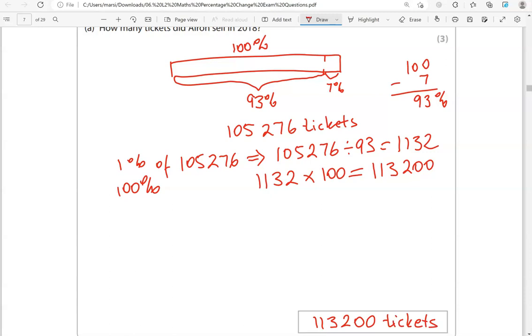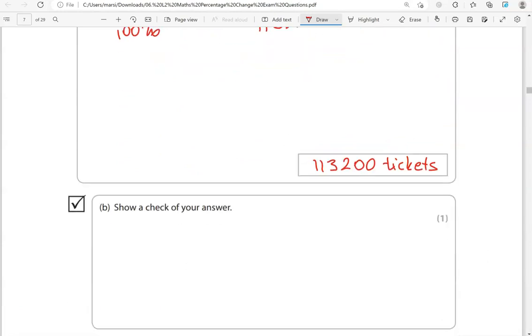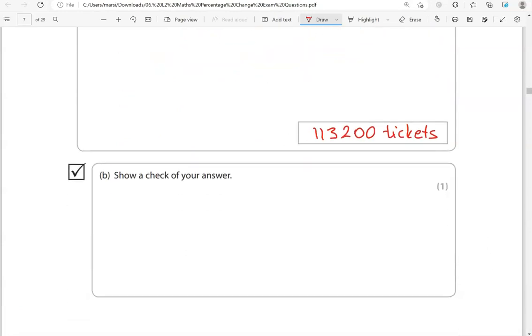Now, what can you do to check that you've done this correctly? So you've got the tickets for 2019. You can work out 7% and take that away to see whether that is the 105,276. And it should do. Show a check of your answer. Right, so that's all we're going to do now.